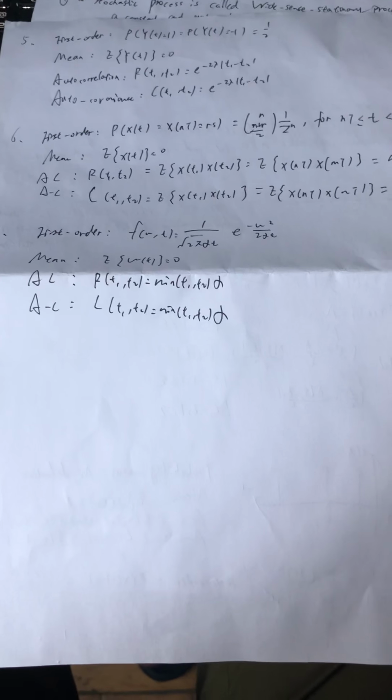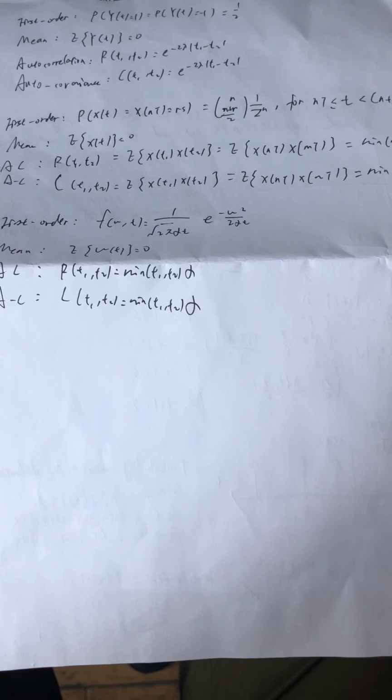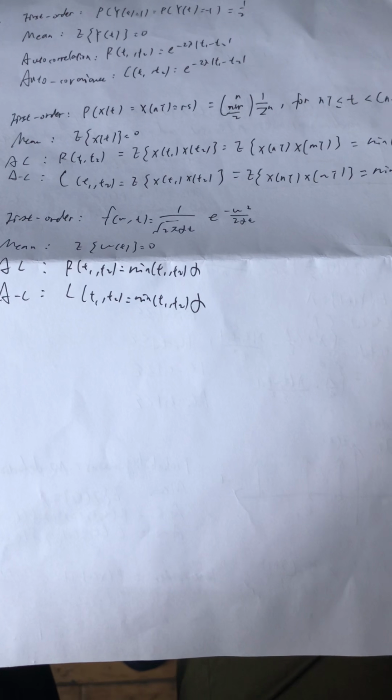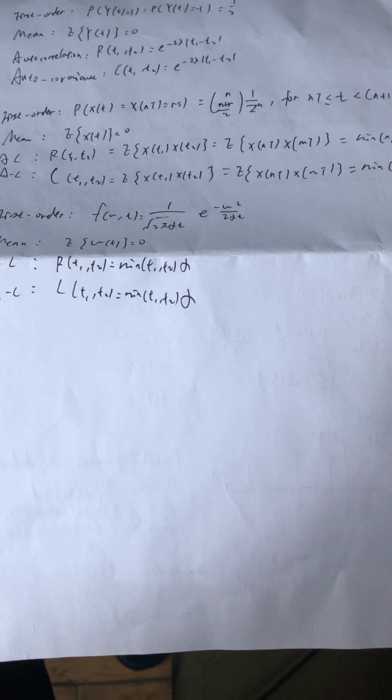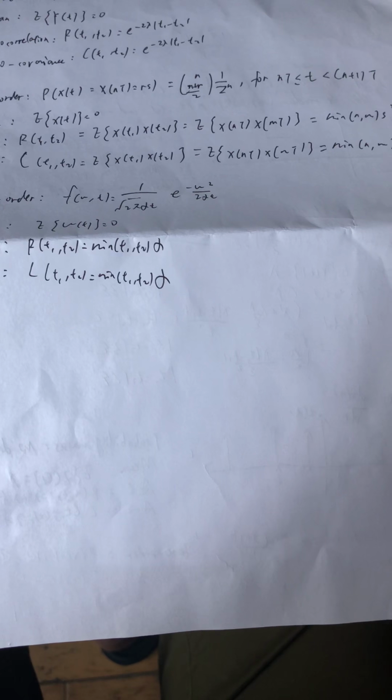For the random walk, just toss a coin n times. k is the number of heads in n tosses. x(n) equal to k s minus (n minus k) s, equal to (2k minus n) s. The first order probability mass is P(x(n) = r s) equal to n choose (n plus r over 2), multiplied by 1 over 2 to the n. The mean is 0. The autocorrelation is the minimum of n and m, times s squared. The autocovariance is the minimum of n and m, times s squared.